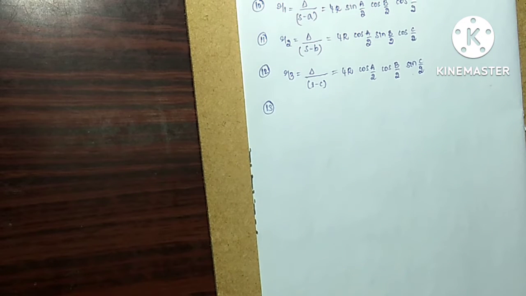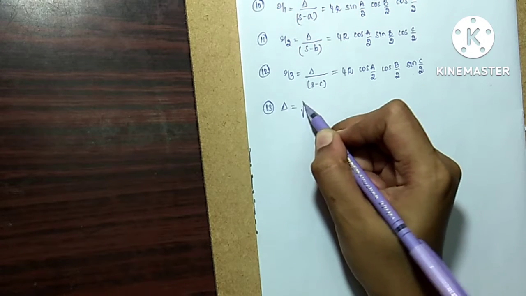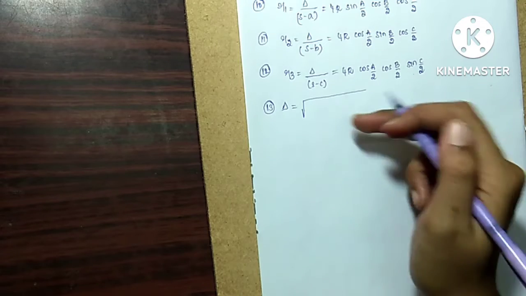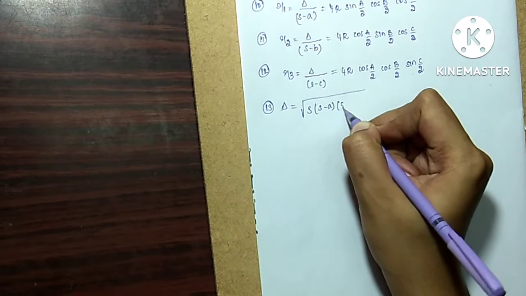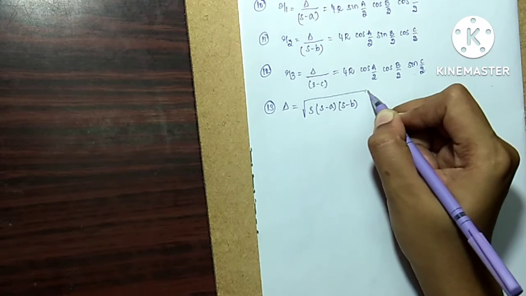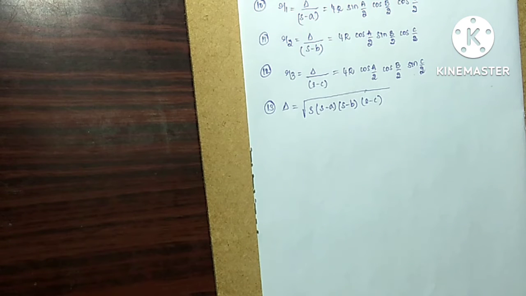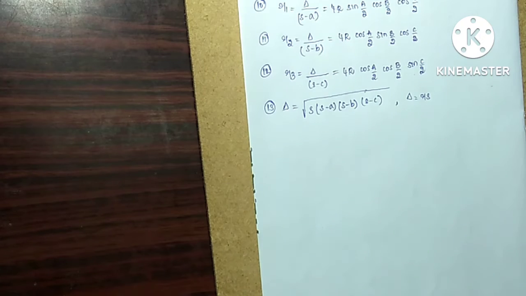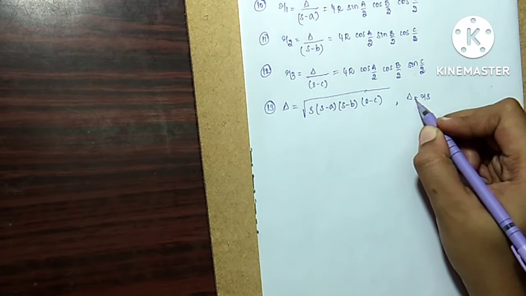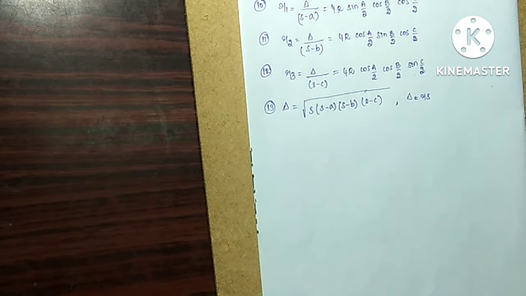Our 13th formula is delta. What is delta? Triangle area. Delta is equal to root of s into s minus a into s minus b into s minus c. This is the form of delta. And there is another equation for delta, which is delta equals rs. Yes, students, delta is also equal to rs, and delta is also equal to root of s into s minus a into s minus b into s minus c.